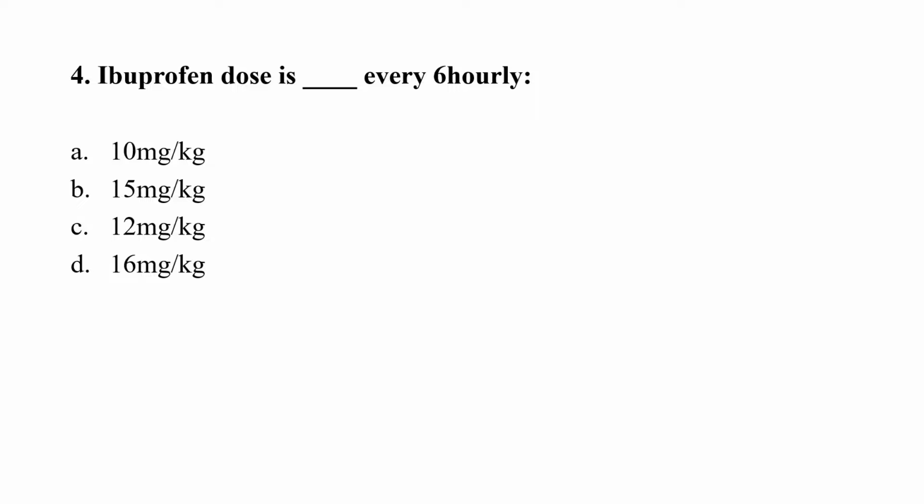Question number 4. Ibuprofen dose is dash every 6 hourly. Option A 10 mg per kg, option B 15 mg per kg, option C 12 mg per kg, option D 16 mg per kg. The correct option here is option A, that is 10 mg per kg is the dose of ibuprofen and is given every 6 hourly. Since the side effects of ibuprofen are more than paracetamol, paracetamol is always preferred over ibuprofen, except in a few cases where the fever does not subside, so ibuprofen is given instead of paracetamol.